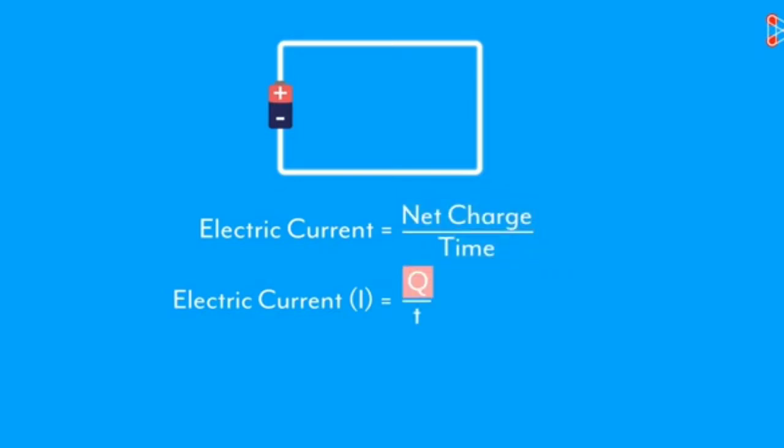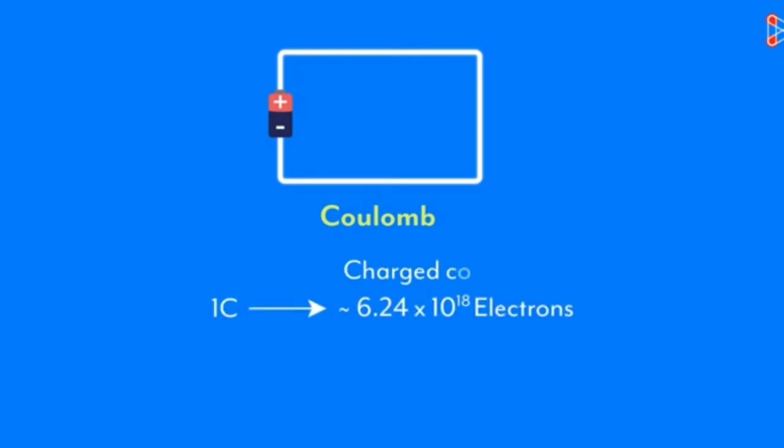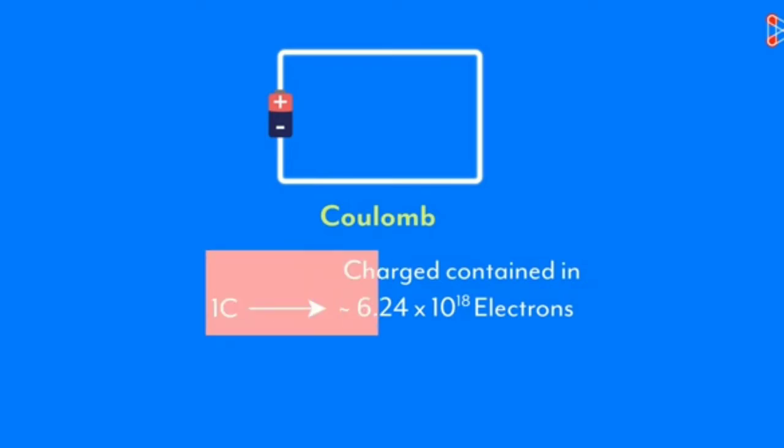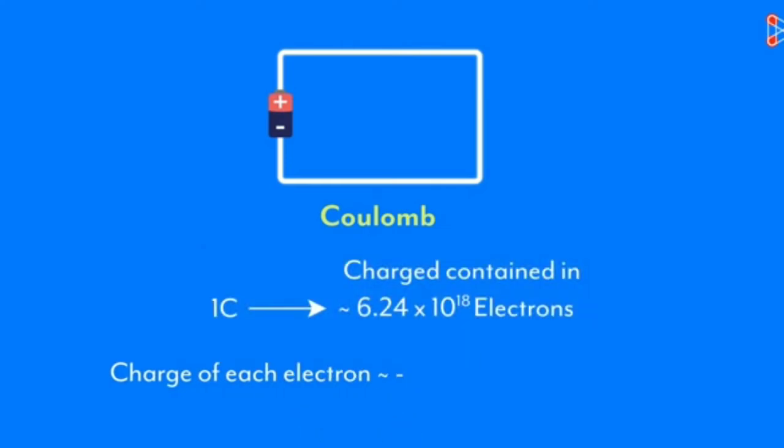Now, what is the SI unit of electric charge? It is Coulomb, and it is represented by capital letter C. What is 1 Coulomb? It is constituted by 6.24 into 10 raised to 18 electrons. So, what will be the charge of 1 electron? Charge contained in 1 electron is equal to 1 by 6.24 into 10 raised to 18, which is approximately equal to negative 1.6 into 10 raised to minus 19 Coulomb.